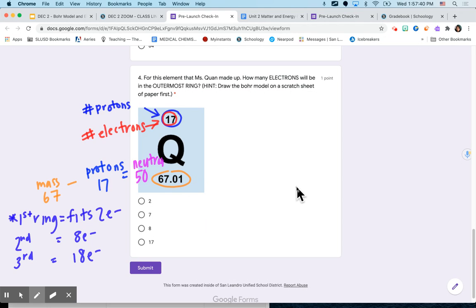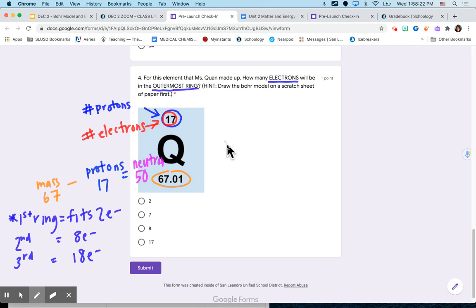Okay. So when you get to question number 4, this one is the hardest one that I saw most people struggling with in their Nearpod lessons, right? So for this element that I made up, how many electrons will be in the outermost ring? And my hint to you is to draw the Bohr model on a scratch sheet of paper first. So I summarized what we did in questions 1, 2, and 3 and added this side note. If you want to pause the video right now to write this information down and then unpause when you're ready, that would be super helpful.